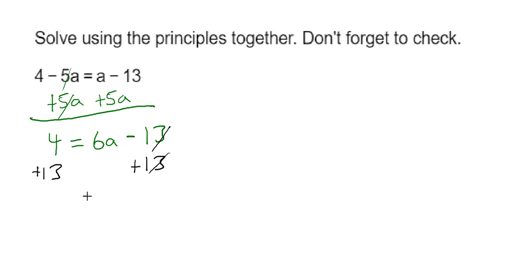That cancels out the 13. We'll have just 6a left over. It's positive, so again, I don't have a negative sign to worry about. And we'll have 4 plus 13, which will be 17. And then, to get a by itself, to cancel out the 6, I'll divide by 6 on both sides. And so we end up with this not so nice answer, right?